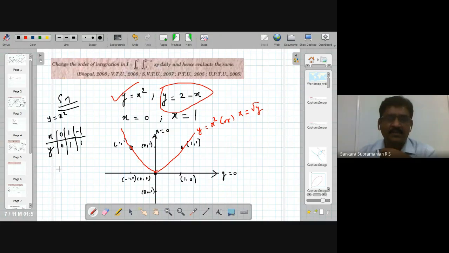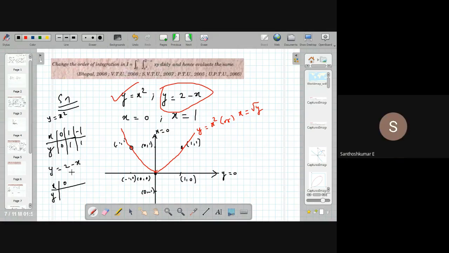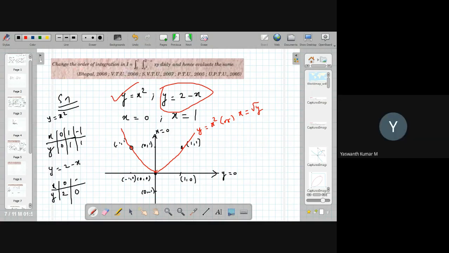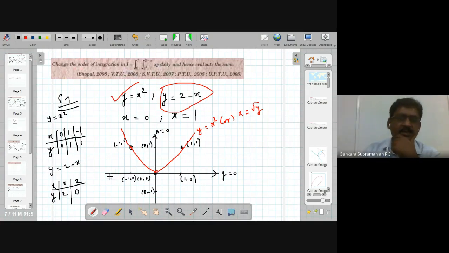So I go with the tabulation column. I want to find 2 points. If I put x is equal to 0, I get y equal to 2. If I put y equal to 0, then you get x is equal to 2. So 0,2 will be a point.